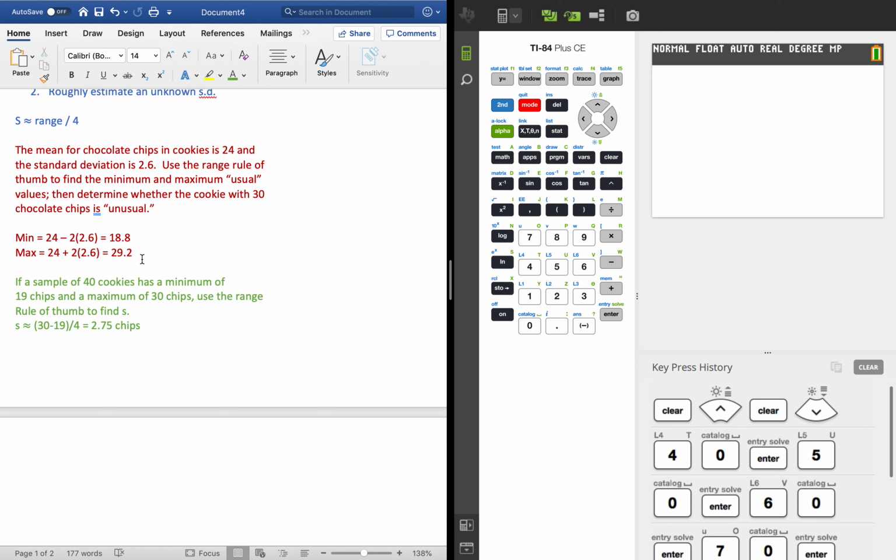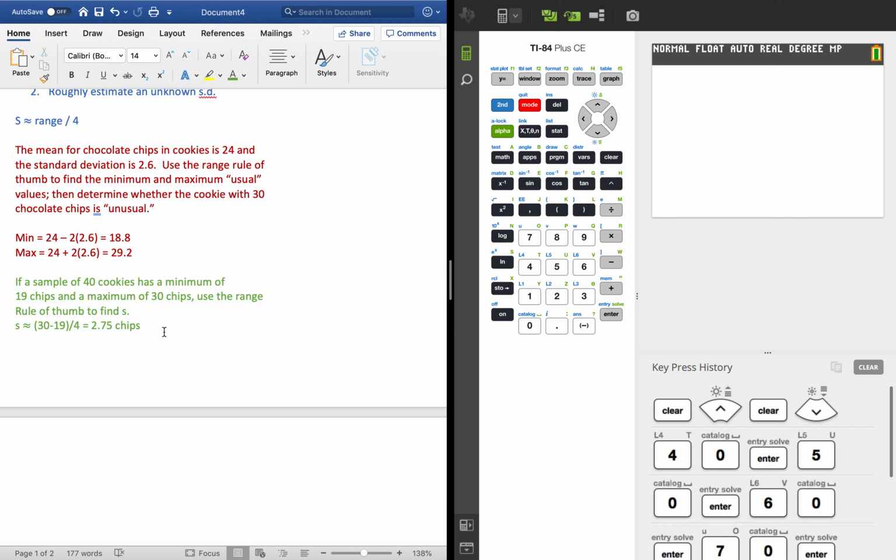That's a big percentage. So then they asked me, okay, if a cookie has 30 chocolate chips, is it unusual? Yes, because it's bigger than 29.2. Also, if one had, let's say, 16, it would be very unusual on the low side because it's below the usual minimum. So what the range rule of thumb is going to do for us is give us a quick minimum and maximum for our usual values because, again, 95% of the data is going to fall within 2 standard deviations of our mean, both sides of our mean.